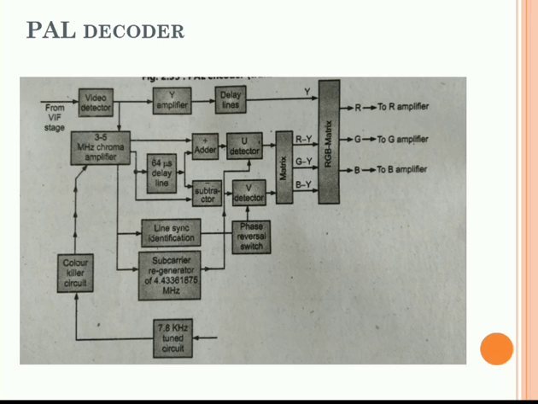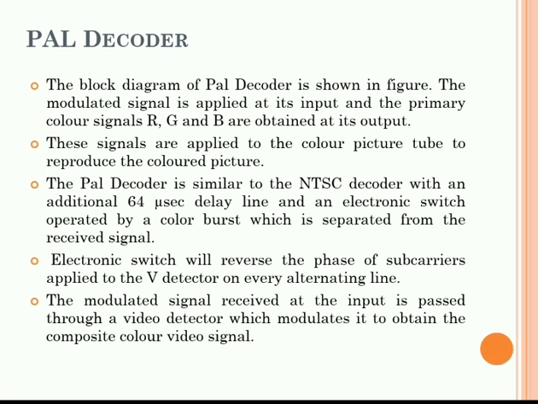Then we have the two detectors. Detectors are nothing but the demodulators we are using for the purpose of processing exactly the opposite process of the modulators. And at the output we will get the three signals, whatever we have captured in the video signal, and that will be seen on the screen of the television. Now we will see in detail. Here, the PAL decoder. The block diagram of PAL decoder is shown above. The modulated signal is applied at its input, and the primary color signals R, G and B are obtained at the output of that block.